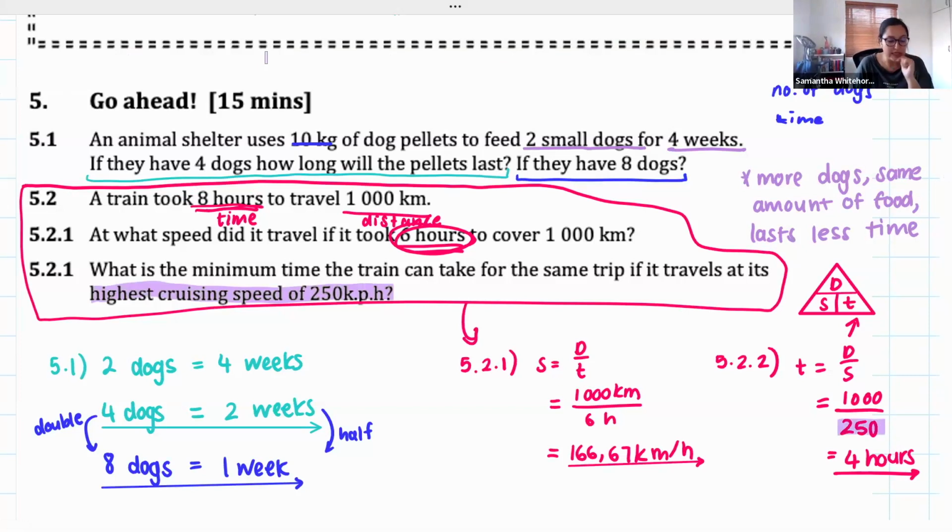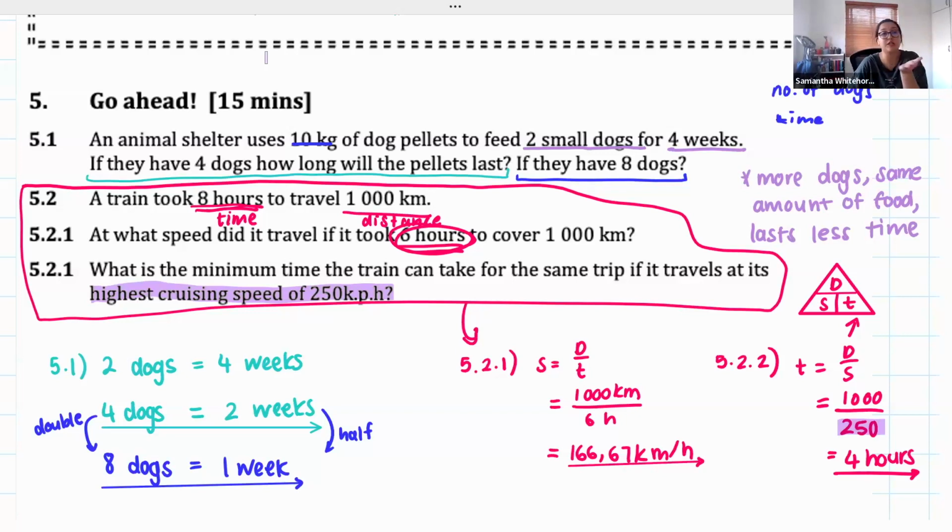Remember, the question said, what is the minimum time the train can take? The minimum time means that it has to go at its maximum speed. It has to go as fast as it can in order to get the shortest amount of time. So, Hope, we're going to use that 250 kilometers per hour in order to get the minimum time. Hope that makes sense. Yeah, cool. Awesome. I'm glad we're good.